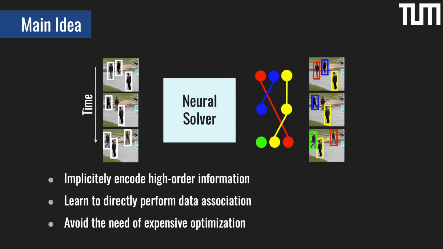We propose to tackle this trade-off with a novel neural solver that can implicitly encode high-order graph information and directly predict graph partitions. This way, we avoid the need for expensive discrete optimization without sacrificing performance.